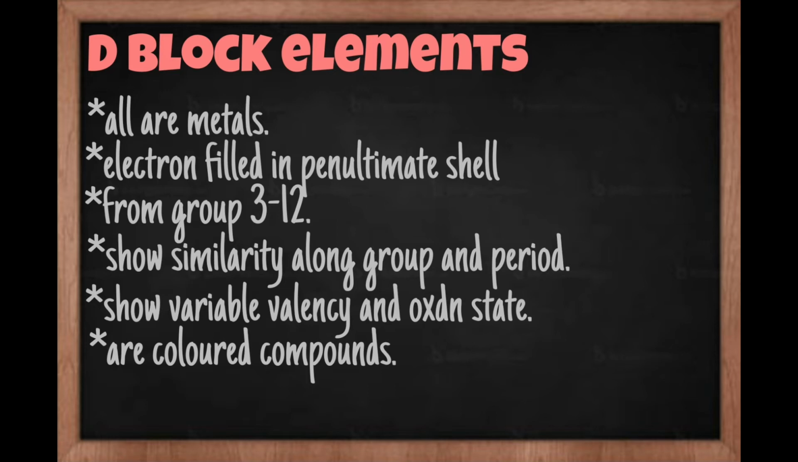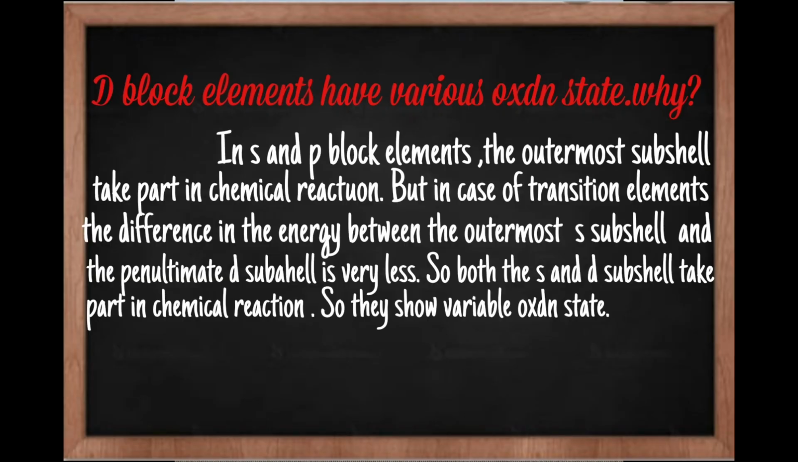Why do the D block elements have different oxidation states? I think I told you last class, but I will tell it once more. Normally in the S and P blocks, the outermost subshell takes part in chemical reactions. But in the D block, the D subshell is the one before the outermost S subshell, and the energy difference between the D and the S is very small. So the S subshell also takes part in chemical reactions. That is why these transition elements show variable oxidation states.